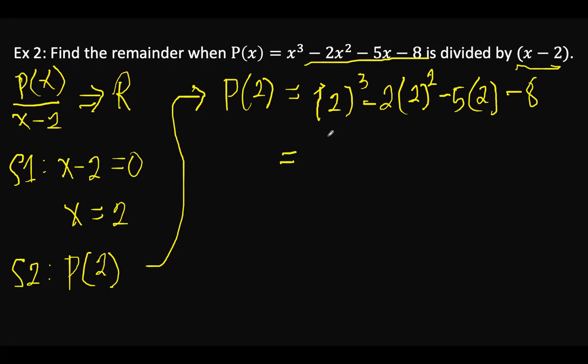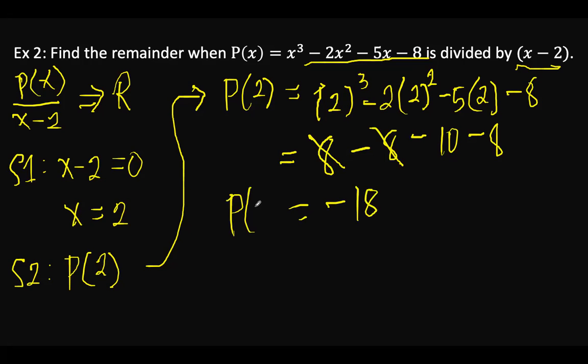So, 2 cubed is 8. Ito ay 8 din. 2 squared is 4 times 2 is 8. Minus 5 times 2 is 10. And minus 8 is minus 8. So, simplify natin. 8 minus 8, this is 0. Diba? So, negative 10 minus 8 is negative 18. So, therefore, ang remainder natin ay negative 18. So, ang remainder ay negative 18.